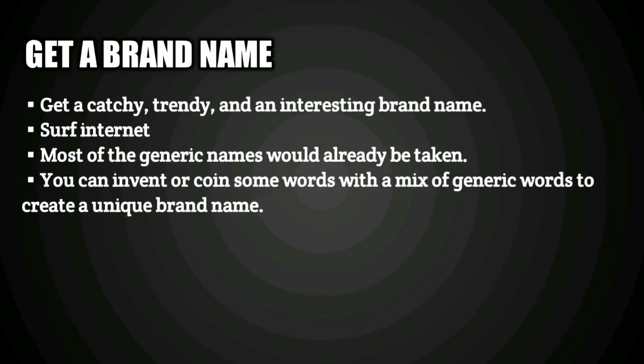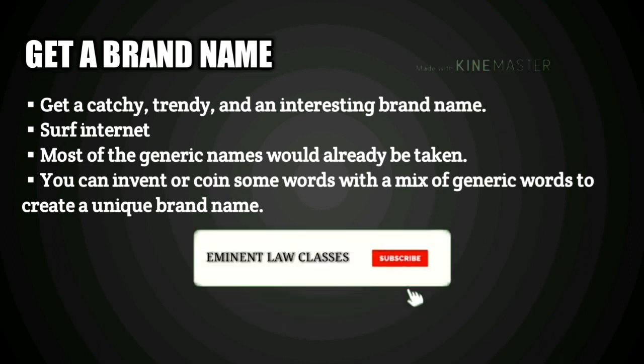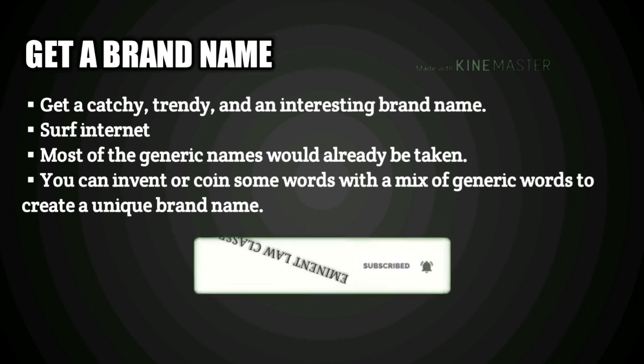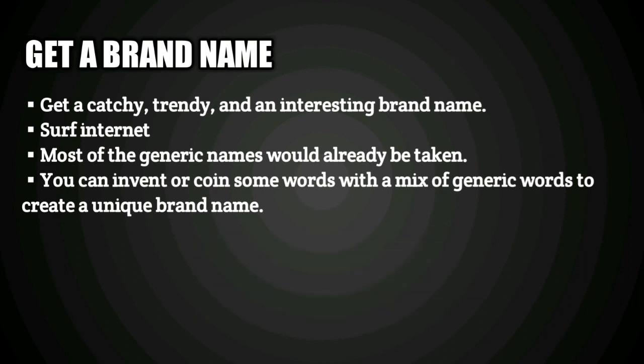Now the first step is to find a unique name. This is simply a short and best way for any newcomer to get a catchy, trendy, and interesting brand name. And the best way to do this is to use the internet. Picking up a brand name that is wacky and quirky is definitely a wise move since most of the generic names would already be in someone's hands. Moreover, the only concern here is that you don't pick up any name which is already taken. The best part here is that you can invent or coin some words with a mix of generic words to create a unique brand name for yourself.